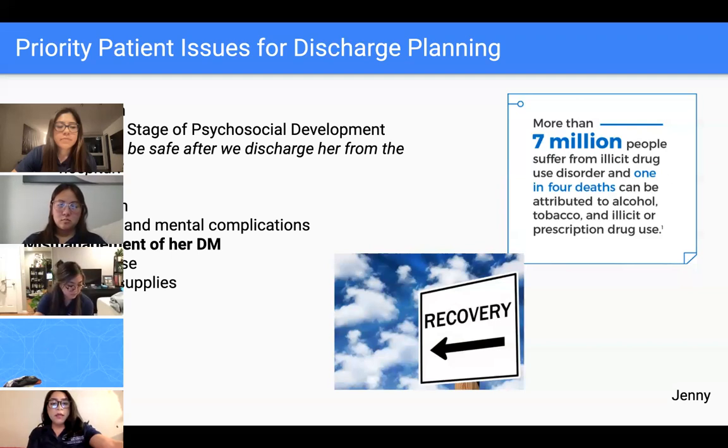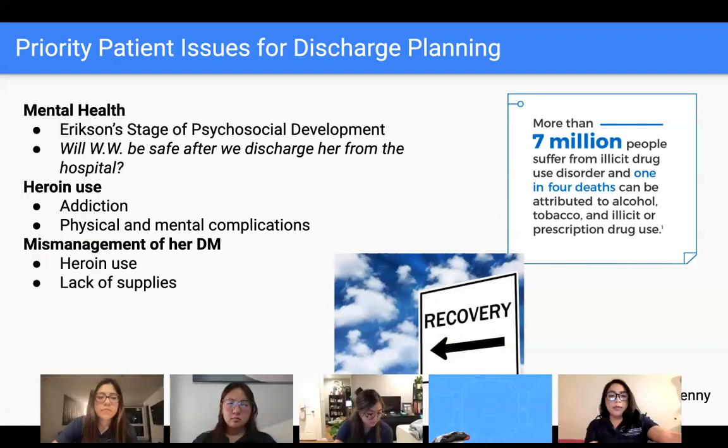The second patient issue we need to be concerned about is her actual heroin use. Heroin is a highly addictive drug that can cause physical and mental problems like depression or an unexpected overdose. It can also alter one's eating habits and hormone production. This makes it incredibly difficult for the body to maintain healthy blood sugar levels. Heroin can also counteract or reduce the effectiveness of this patient's diabetic medication.